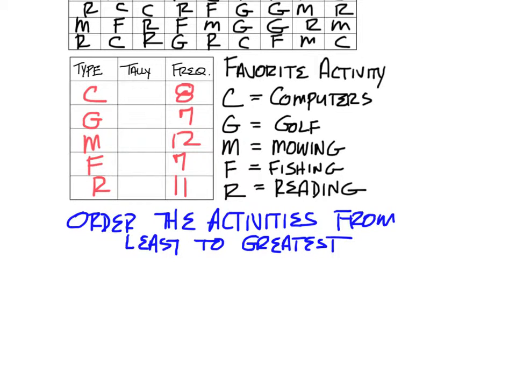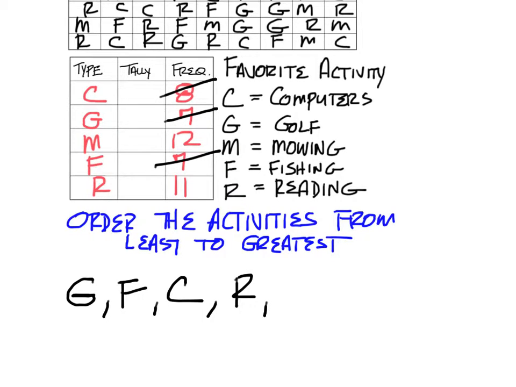You can have G or F in any order to start with because they're both the same. But then after those two, you would have to have computers, C, and then reading, R, and then mowing, M.